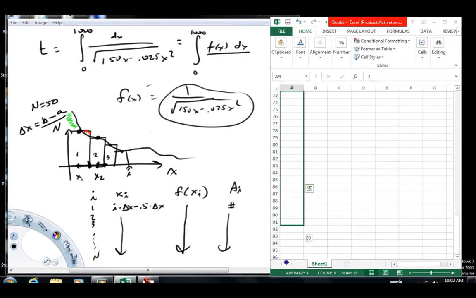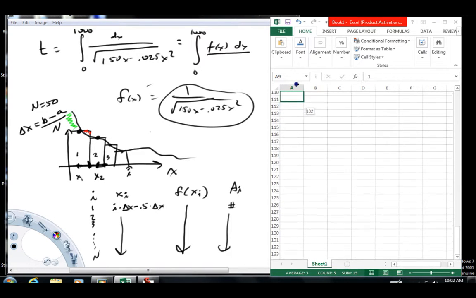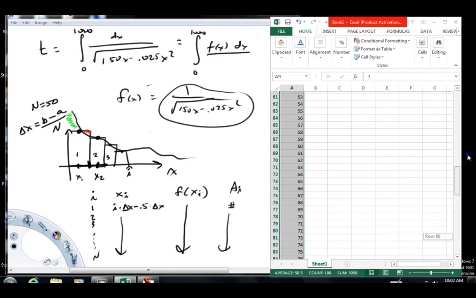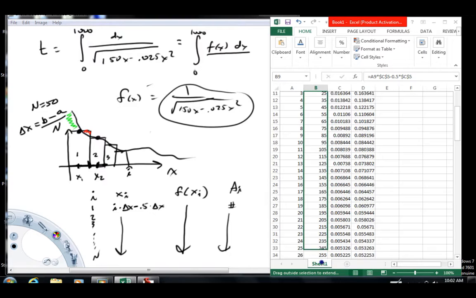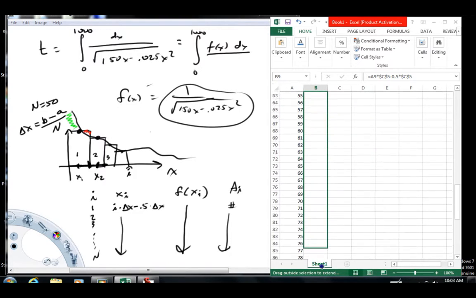Excel's really nice. It kind of tells you where you're at. 83. Oops, a little too high. This might be a little bit of pain. All right, there we go. 102, 101. Okay, 100 data points. Then I got to come up here. My x's now need to go, I need 100 of them. That should put me at about 99.5 or something like that. Just short of 100, if I do this right.